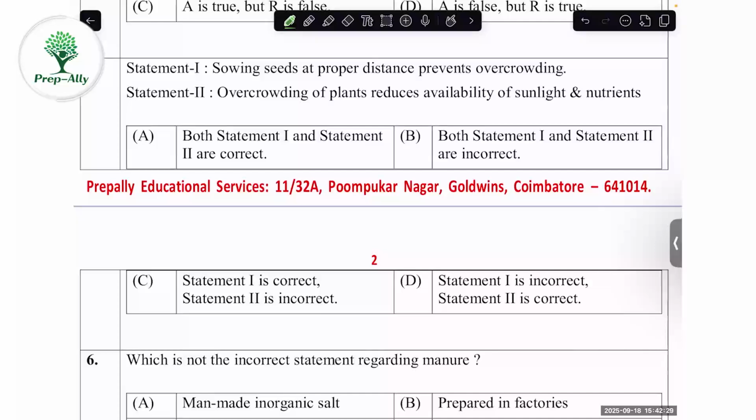Yes. So if there are clumps of seeds at one place, then all the seeds in that clump won't get proper nutrients and proper sunlight. Yes. So the answer will be both statement one and two are correct.